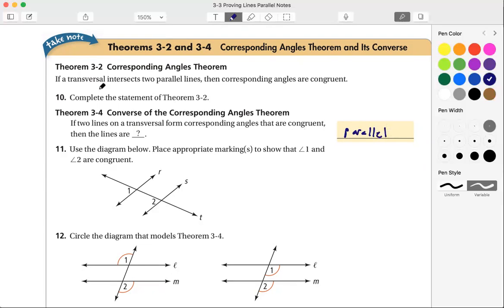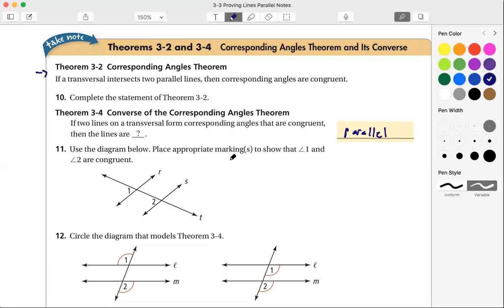It goes in the opposite direction. The original theorem says, if I know 2 lines are parallel, then I know the corresponding angles are congruent. The converse says, if I have corresponding angles that are congruent, then I must know that the lines had to be parallel to begin with. So here's number 11.